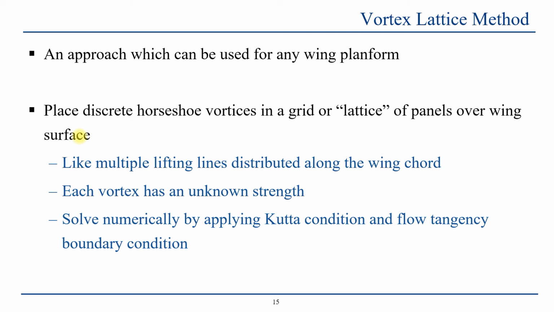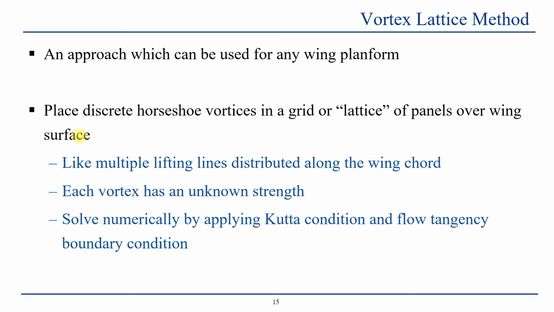Now, how does this help? It helps by including multiple lifting lines distributed along the wing chord. So in addition to the span, we can also add the horseshoe vortices along the chord. Each vortex will have an unknown strength, the gamma, that we are going to need to find the value of, as we also needed to do in the lifting line theory.